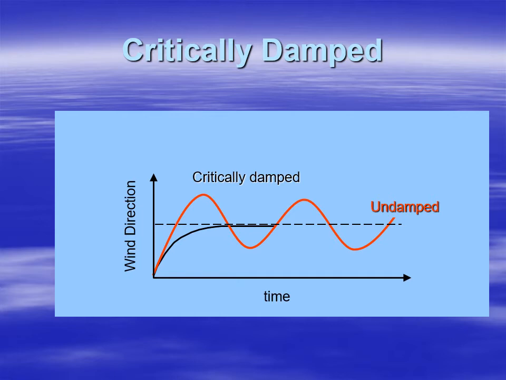On a diagram, it looks like this. I have put on here the undamped solution that we talked about already. This is the oscillation back and forth about the true direction. And now we have a damped solution. This is the critically damped, where it looks like an exponential function where it just slowly responds and eventually gets to the point where the wind direction and the wind vane are the same, pointing in the same direction. So that is your critically damped solution to this equation.